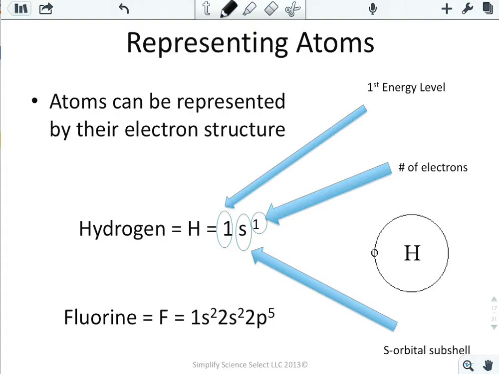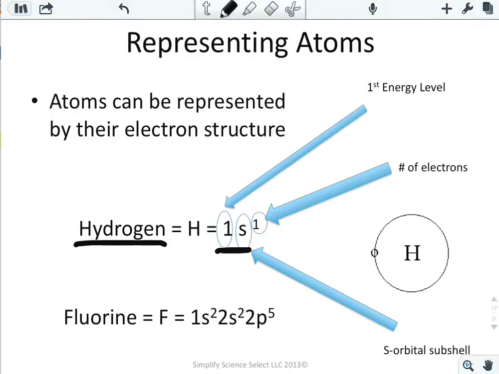Okay, now when we're representing atoms, we can represent atoms by their electron structure or the electron configuration. Take hydrogen, for instance. When we write out the electron configuration, since it only has one electron, it starts in the 1s. We follow the Aufbau principle. It starts with the lowest energy level, which is 1.